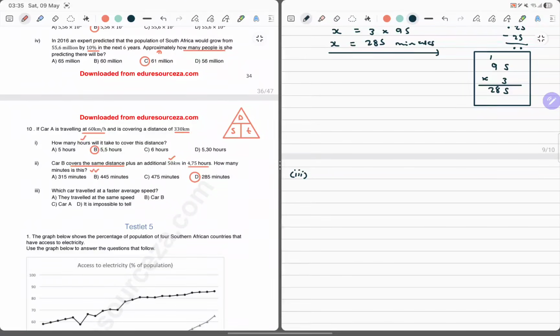Which car traveled at a faster average speed?